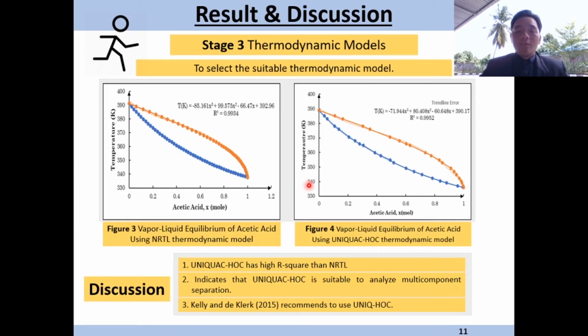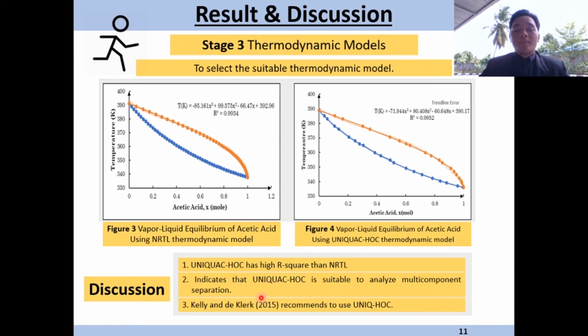Once we were done with the process flow diagram formation, the thermodynamic model was selected between non-random two-liquid and UNIQUAC with Hayden-O'Connell. After running the simulation, it was found that UNIQUAC-HOC has a higher R square, at 99.52% rather than NRTL at 99.34%. A slight difference, but it actually matters a lot in this simulation because this indicates that UNIQUAC-HOC is suitable to analyze multi-component separation.